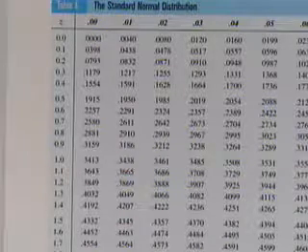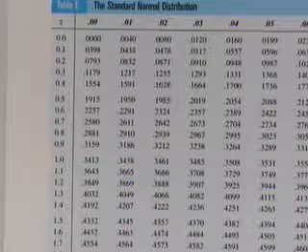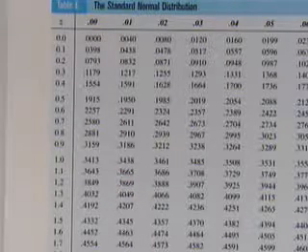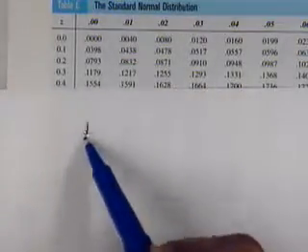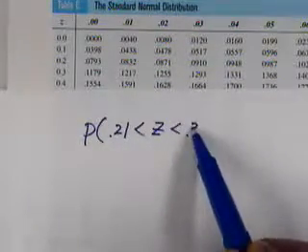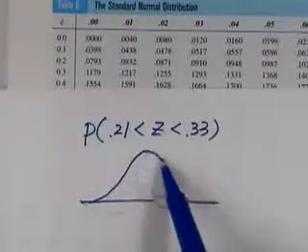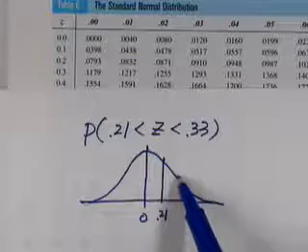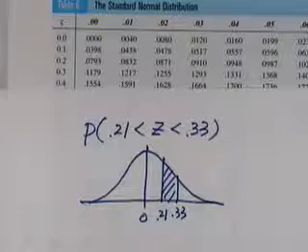Any questions? Anybody still confused? Let me give you another one. What if I want to find the area from 0.21 to, let's say, 0.33? How do we do this? No, this is not for the paper. This is just another example. If you have 0.21, that'll be here. 0.33 is a little bit higher. But I'm interested in this area. And how do you find that out then?